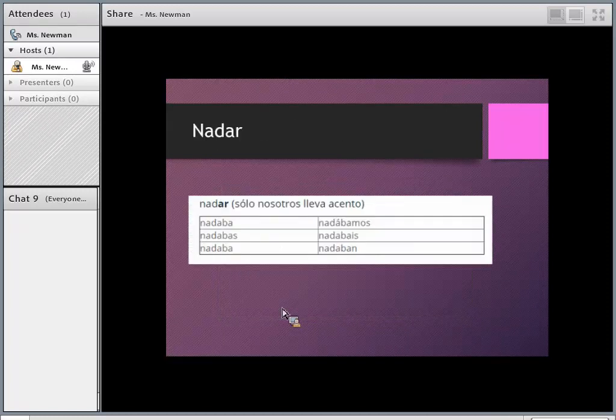Okay, let's look at these endings applied to an AR verb. Nadar, to swim, right? So go ahead and practice this pronunciation out loud. It can feel a little tricky at first, but it's also fun. So, nadaba, nadabas, nadaba, nadábamos, nadabais, sorry, nadabais and nadaban. Let's do that one more time, a little faster. Nadaba, nadabas, nadaba, nadábamos, nadabais, nadaban.